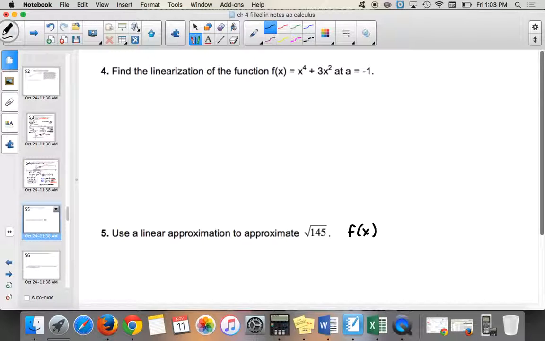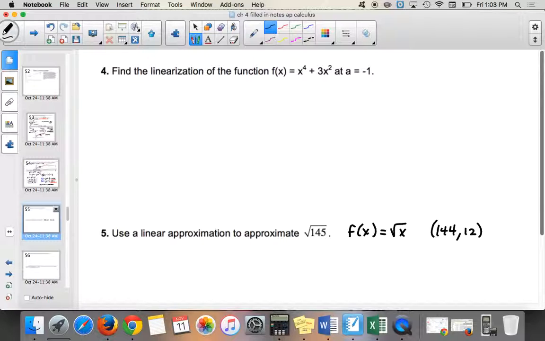All right. Am I using 145 for my x? No, I wanted to pick something that I know how to do. Exactly. So 144, comma 12 is the point. And you guys all do this in your head. You know that the square root of 145 is close to 12, right? So that's the point we're using, 144, comma 12.